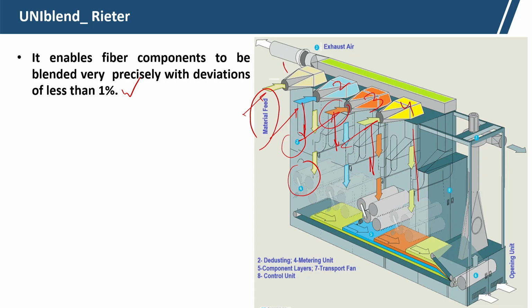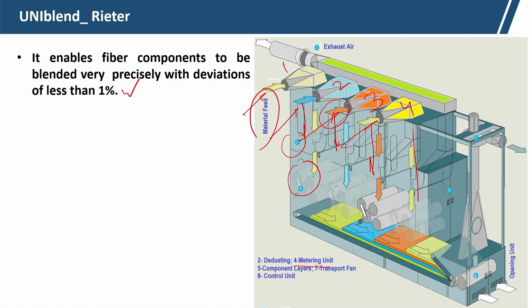Suppose we want a particular blend, here we can control the fiber flow. If one portion of the metering is thicker and another portion is thinner, and we cannot control it, then it affects the blend proportion. So, the metering unit is very important in this case. It is there for all of these heads.